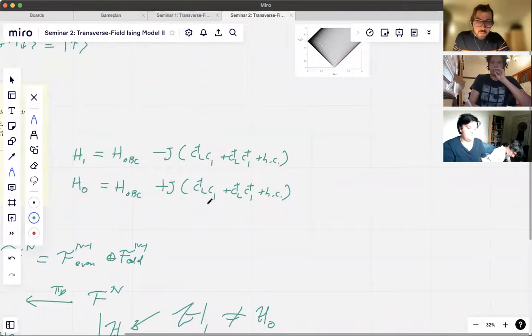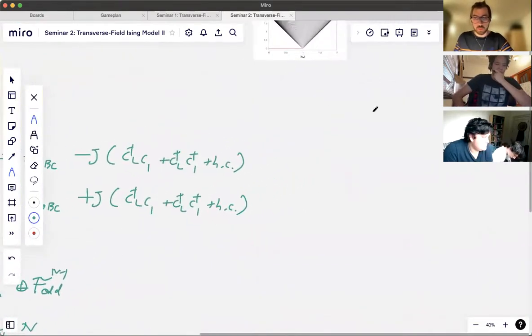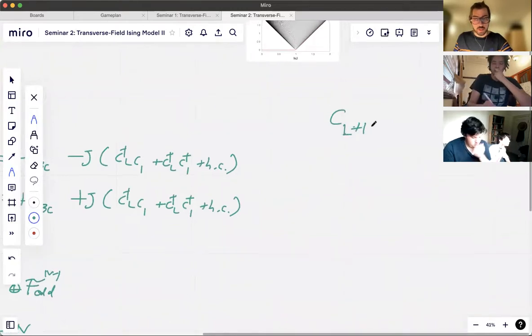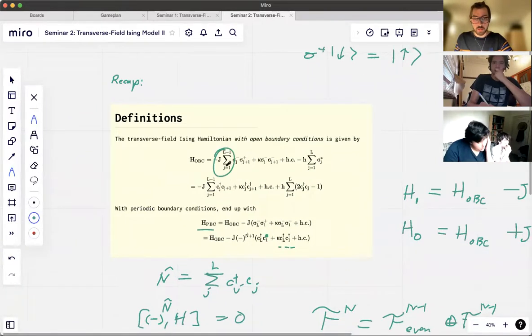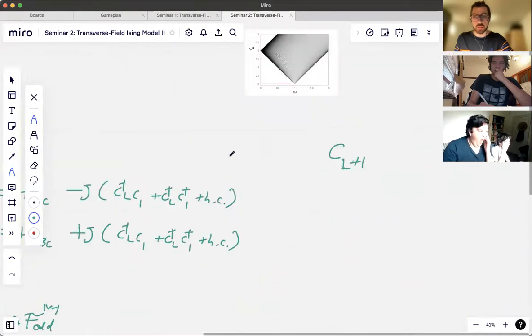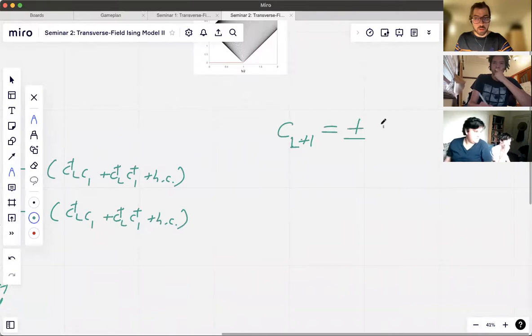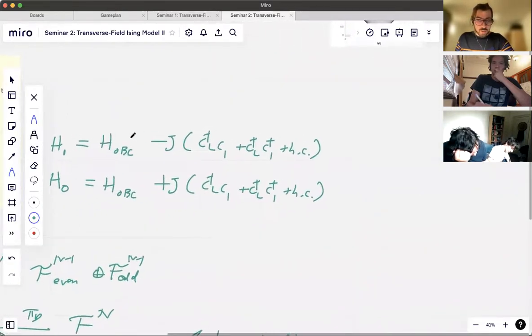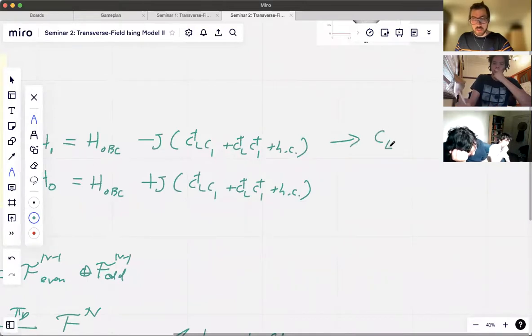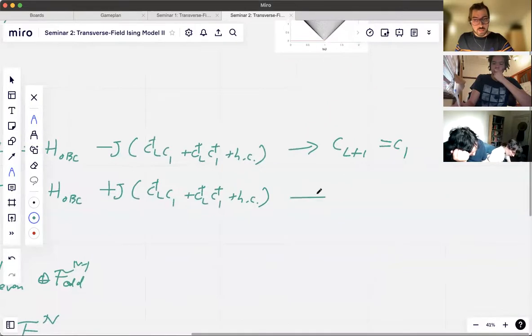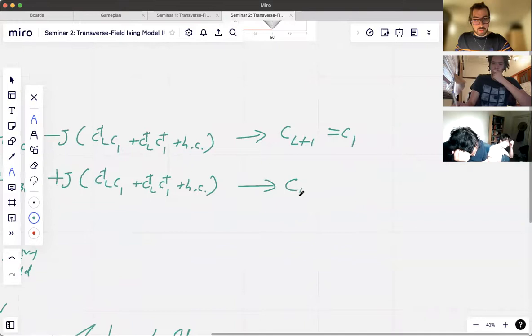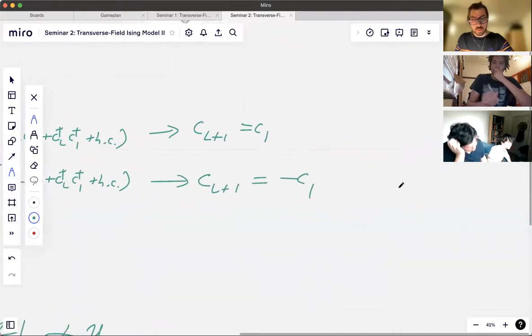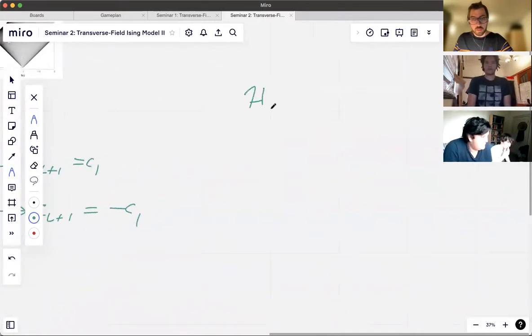So in other words, the syntactically useful way to unify these two descriptions is to define C_{L+1}, because ultimately we're going to want to extend this sum to run over j equals 1 to L rather than L minus 1. C_{L+1} is plus or minus C_1, where it gets a plus for... I'm just going to write it out explicitly because plus or minus is hard. So H1 is that, which suggests that a natural definition is C_{L+1} equals C_1. And this gets the plus sign, suggesting that C_{L+1} equals negative C_1. And using those definitions, we can unify what H0 and H1 are.